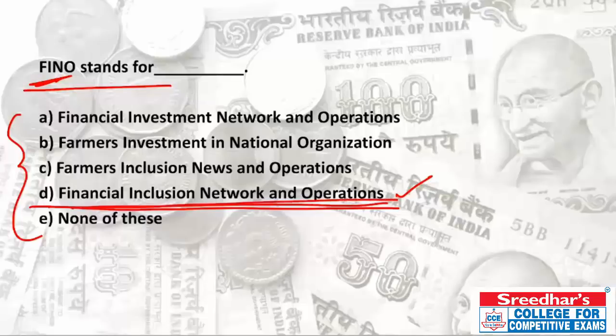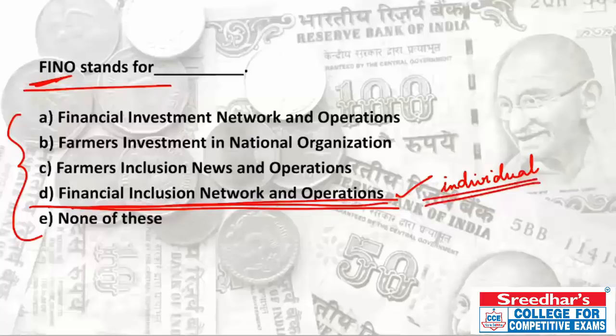It means that everyone should be given access to banking operations. All the financial products should be available for everyone. Though they are living in a village or any place in the country, even the remote parts of the country, the people living there should have access to all the financial instruments and products.